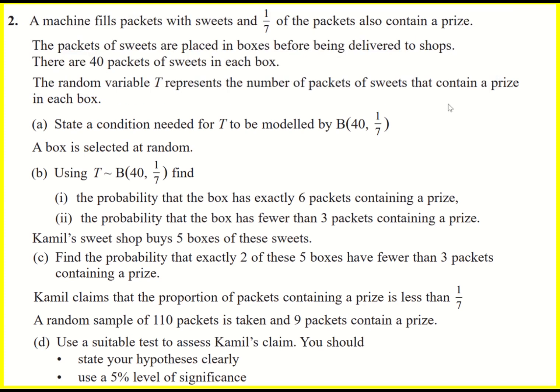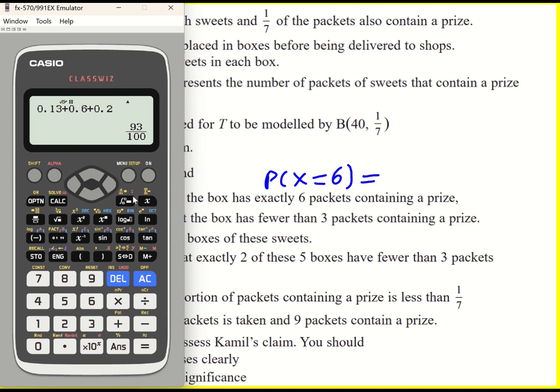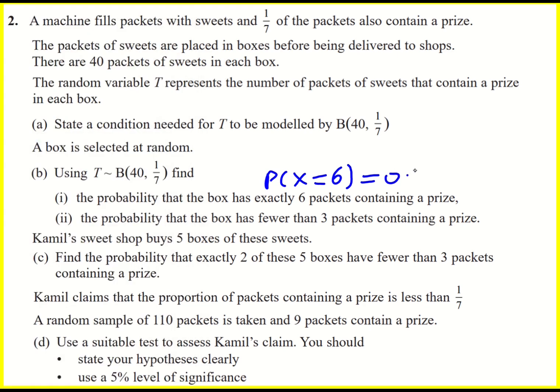Right, now we're asked to find the probability that the box has exactly 6 packets containing a prize when we pick one. So that is the probability that x equals 6. We can just put this in our calculator, although I will talk about what the calculator is actually doing in a minute, because it's important to understand it. So distribution, binomial PD, because it's just an equals, 6, 40, and 1 over 7. This gives 0.17273, which I'll round to 3 significant figures, 0.173.